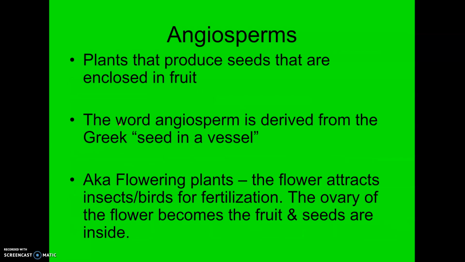And then angiosperms are our last group. So they're the most advanced. They actually make seeds that are protected with a fruit. So it turns out that these are flowering plants, and what happens is the flowers attract insects and birds.